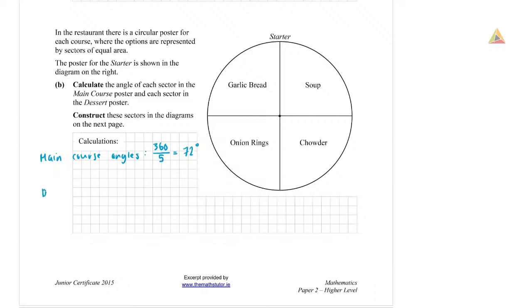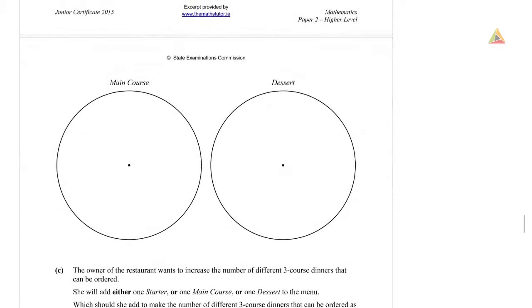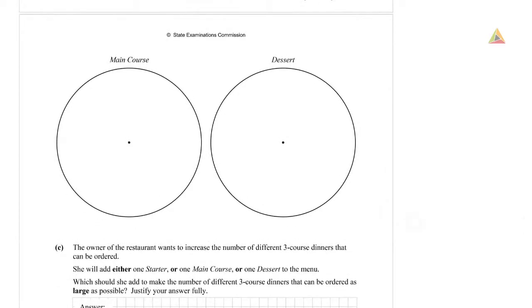Now if we want to look at dessert angles, remember we only have 3 options for dessert, so we have a total of 360 degrees in a circle, and we're going to divide by the total amount of dessert options we have, which is 3. 360 divided by 3 is 120 degrees. So each of the angles for the desserts should be 120 degrees. So if we scroll down, we've been given actually 2 circles here, and you use your protractor here to calculate the angles properly. Now I'm using a tablet, so mine won't be as accurate as yours is, but you use a protractor and you measure the angles correctly.